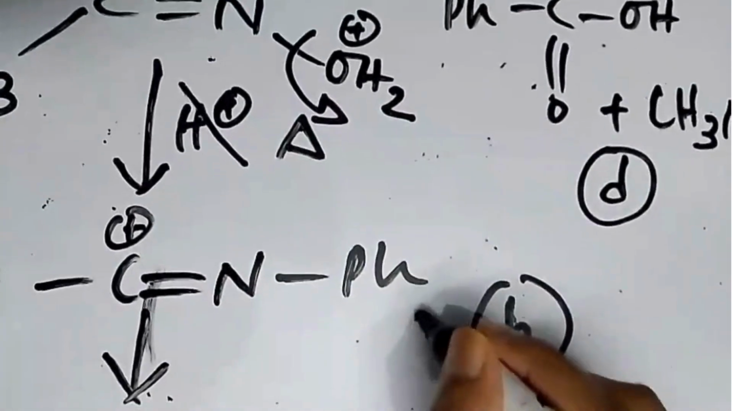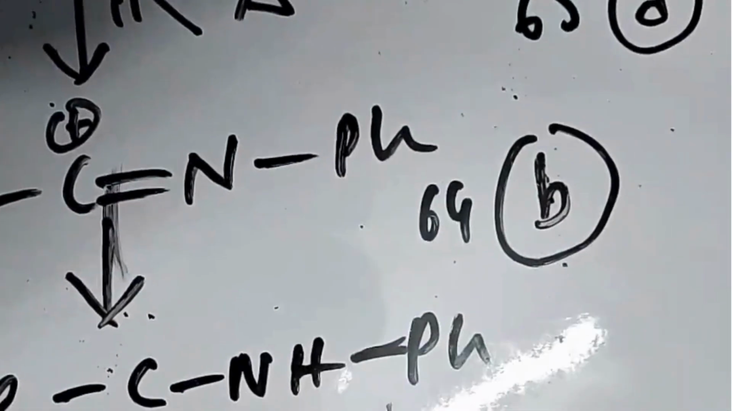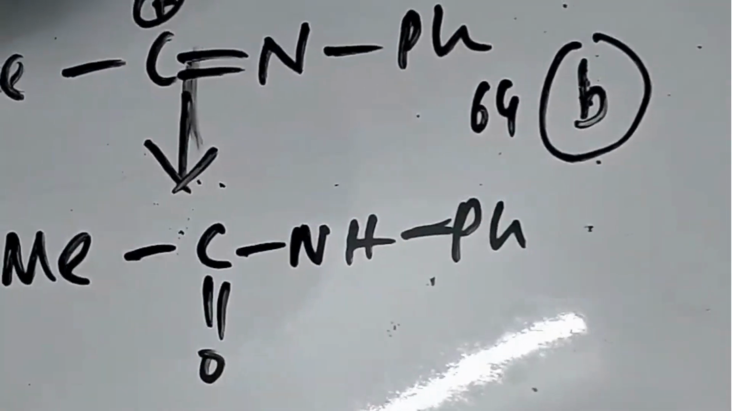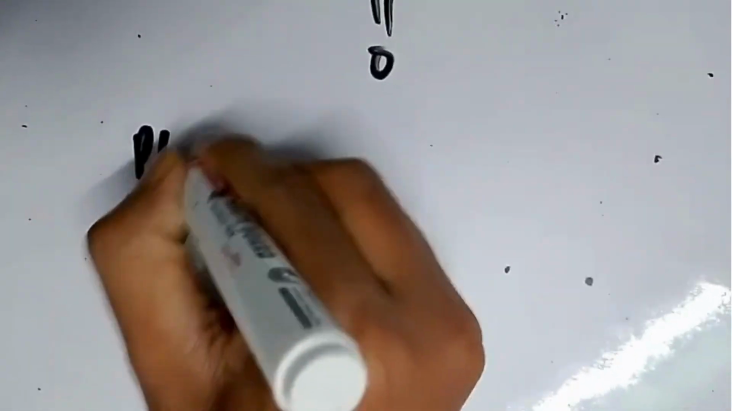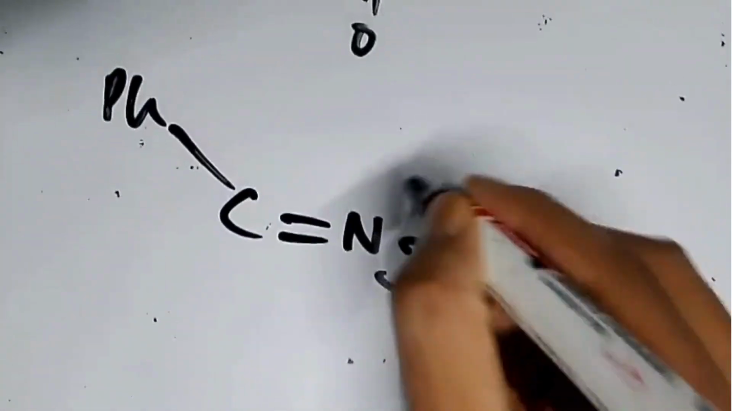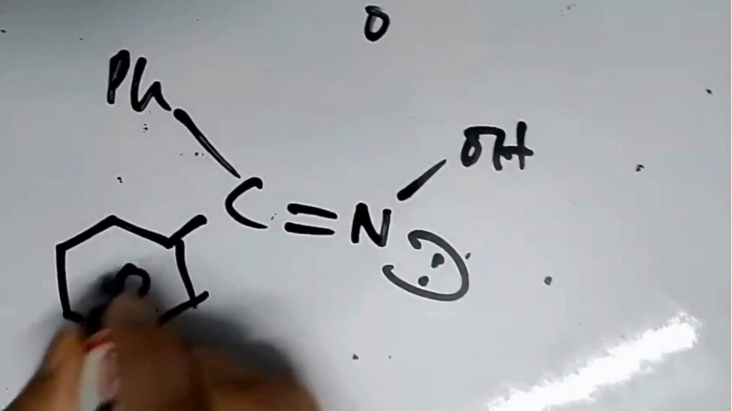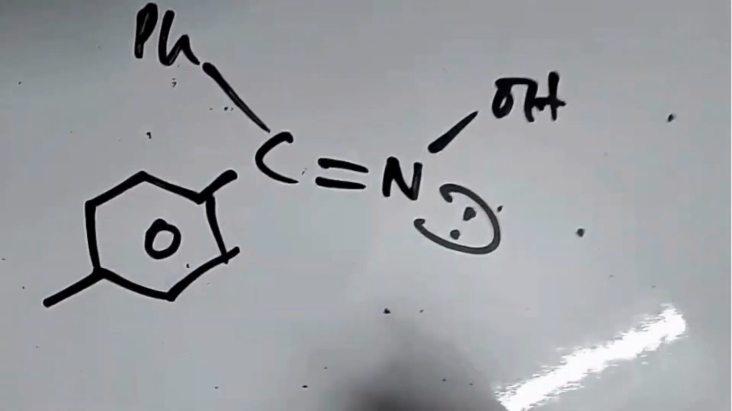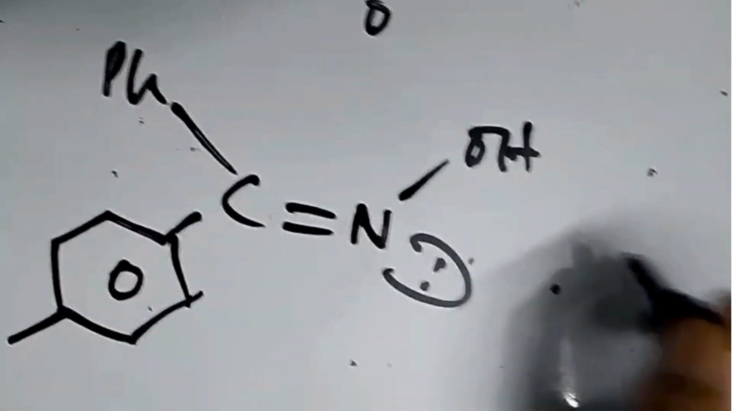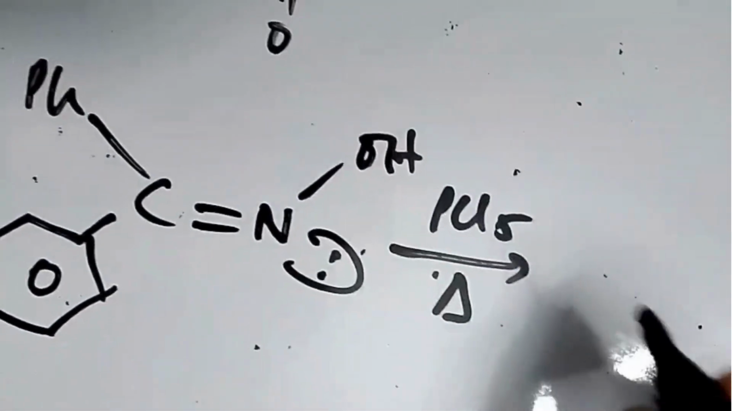So this was question number 64, and this was 65. And the third question in this case was: we have something like Ph and C, N, lone pair here, OH, and we have a para-methyl. So this is the compound and we are reacting it with PCl5, heat, which is nothing but a dehydrating agent.